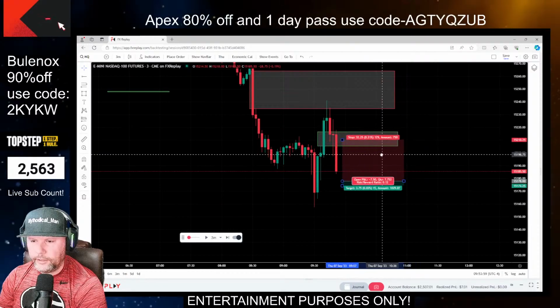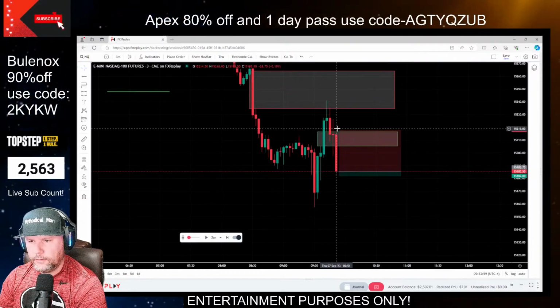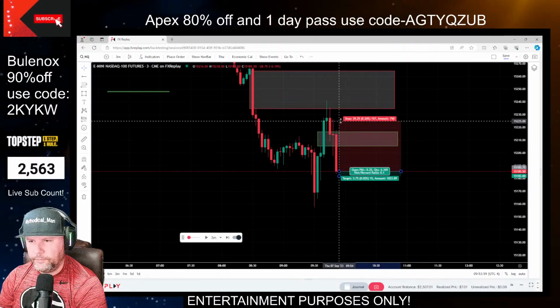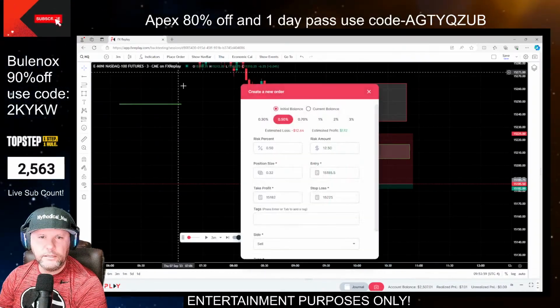You know what? I'm not going to, because that's not what I normally do. So let's just do it this way. The stop's going to have to be pretty wide on this, though. Pretty wide.